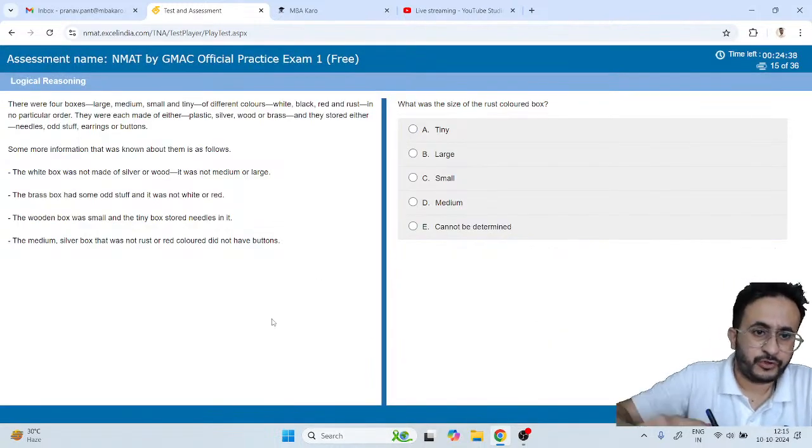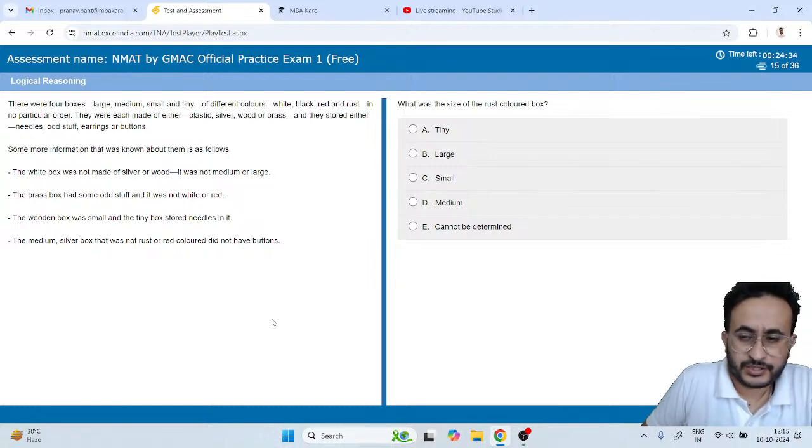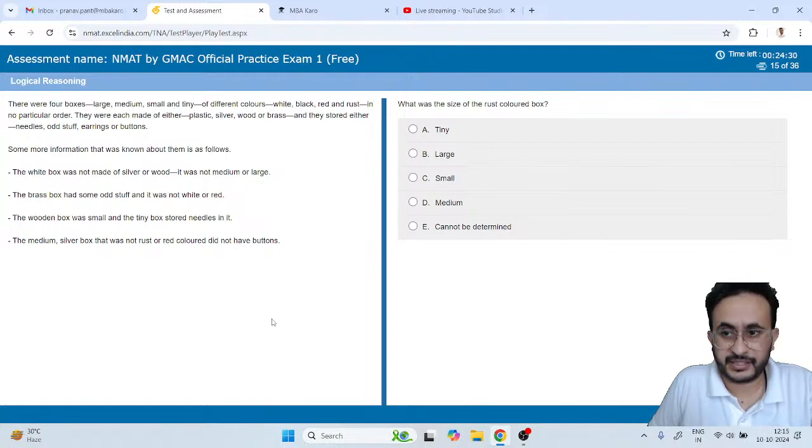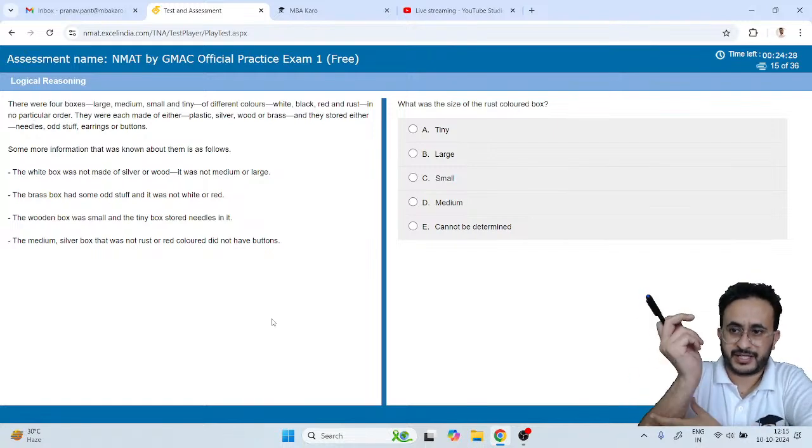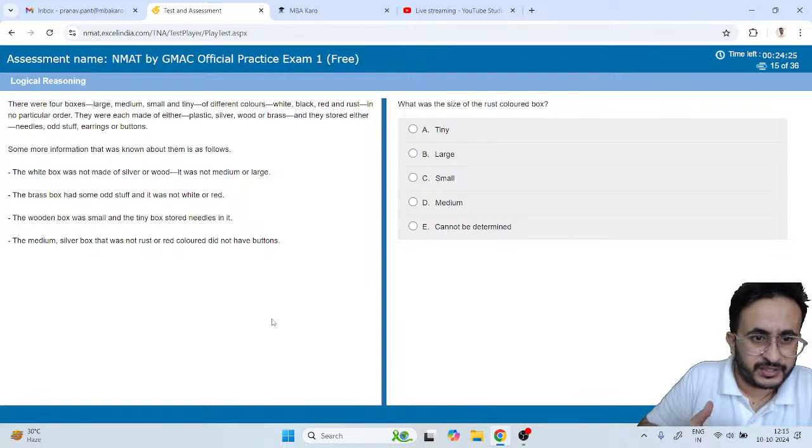Okay, so we have four boxes: large, medium, small, tiny, of different colors. Okay, so this time they have clubbed things like all critical reasoning coming together and analytical reasoning also coming together. A rare instance though.